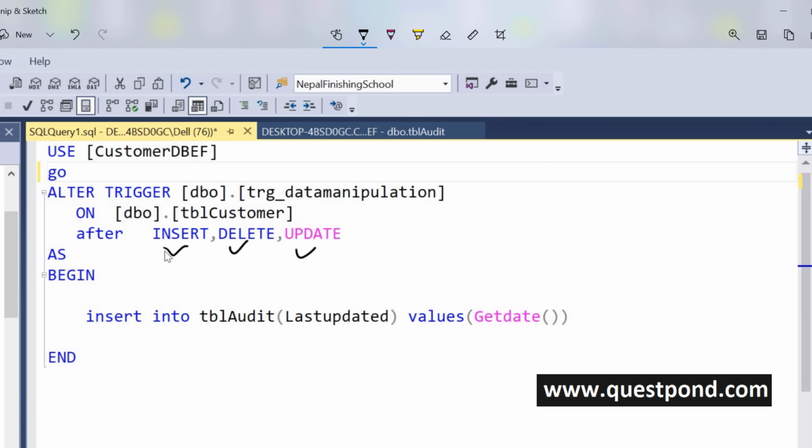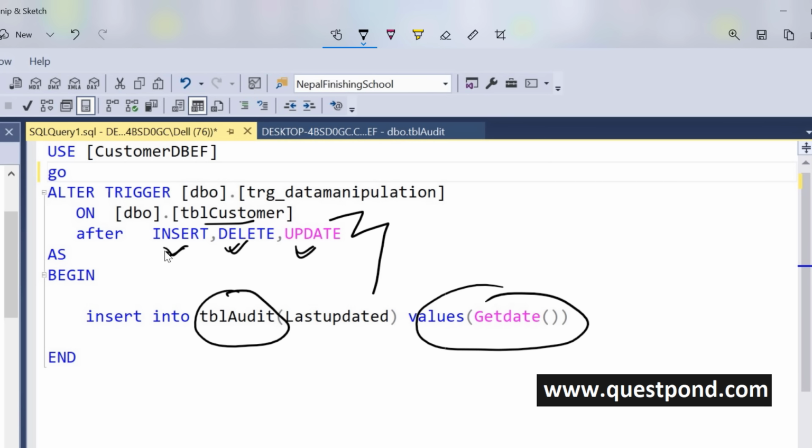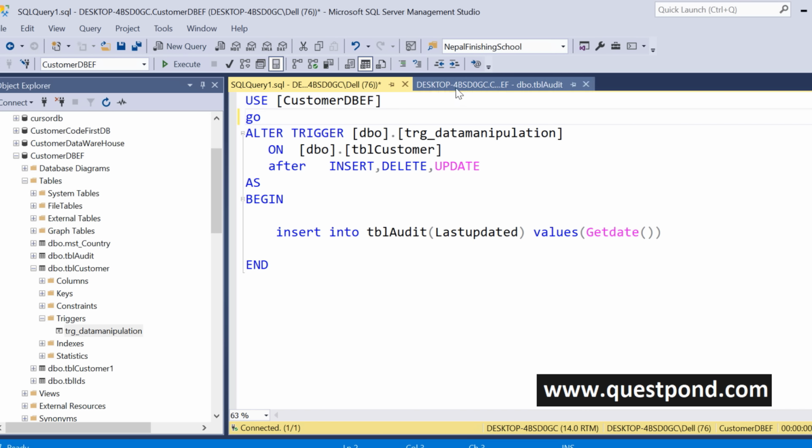So you can see here, this is a very simple trigger. It says that when any insert, update, or delete happens on TBL customer, go and make an insert into the audit table with the current date and time. As soon as any insert, update, or delete happens on TBL customer, this trigger will fire and it will make an insert into the audit table with the current date and time. So this is the logic.